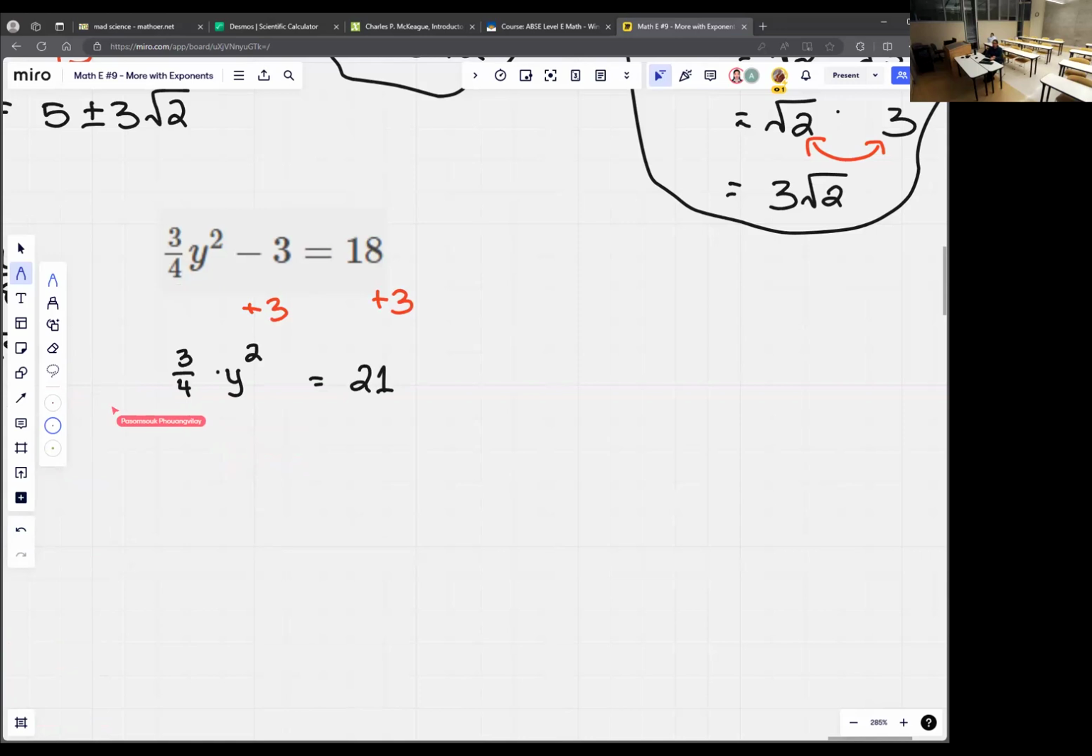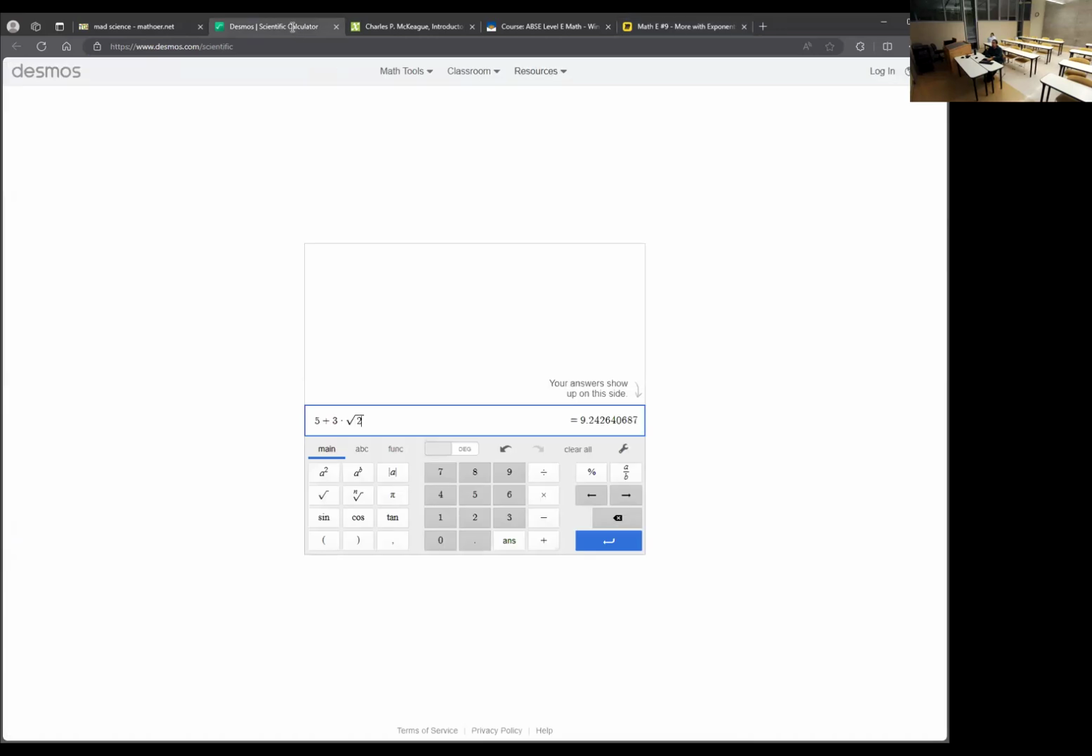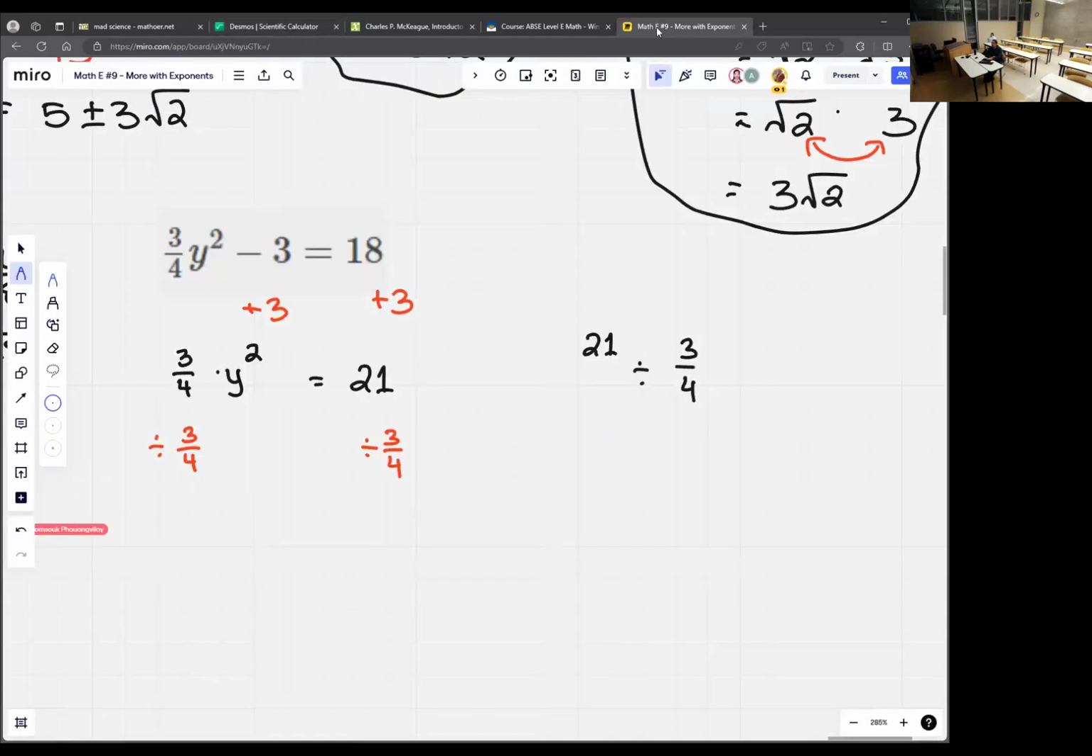Now I need to undo a times 3/4. So the opposite of that is divided by 3/4. Let's do that off on the side. 21 divided by 3/4. Now, of course, you could just do this on a calculator if you're really doing the GED, but let's put it over 1. How do we divide fractions? Flip the second one and multiply. The 3 is going to cancel. And we get 28.